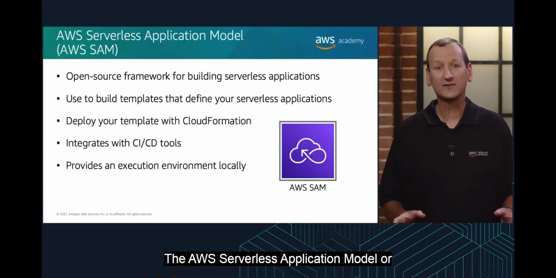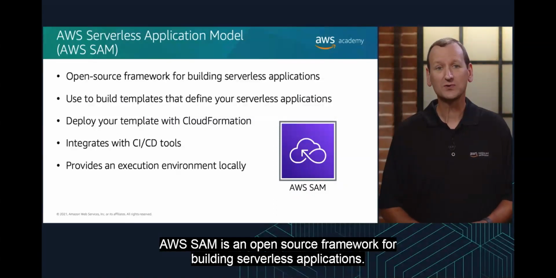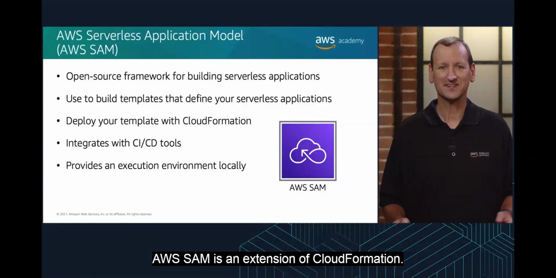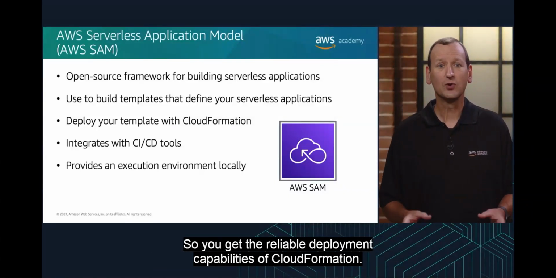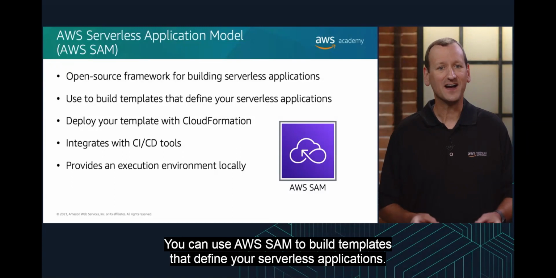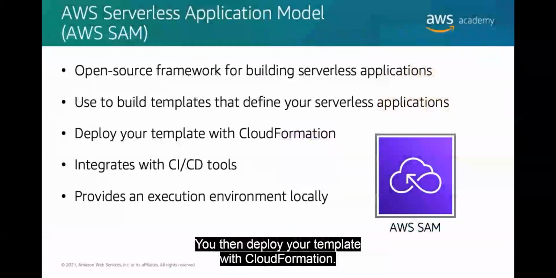The AWS Serverless Application Model, or AWS SAM, is an open source framework for building serverless applications. AWS SAM is an extension of CloudFormation, so you get the reliable deployment capabilities of CloudFormation. You can use AWS SAM to build templates that define your serverless applications. You then deploy your template with CloudFormation.